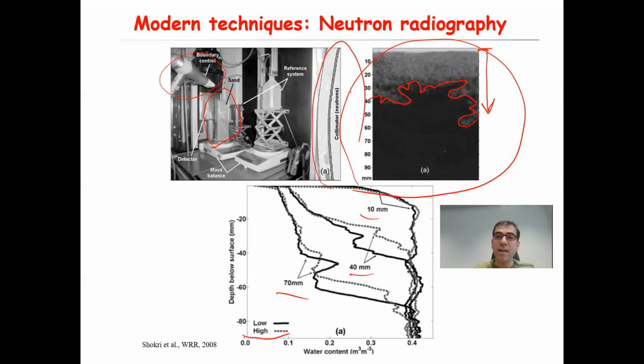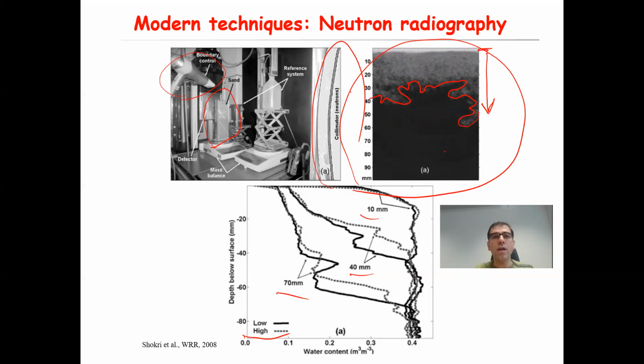If necessary, you can continue this experiment for 24 or 48 hours, and every few minutes you take a picture. The resolution of these pictures, in this particular case, was on the order of maybe 100 micron, so with a very high spatial resolution and temporal resolution, because you can take a picture every few minutes, you can get the dynamics of the water content distribution through this sample.